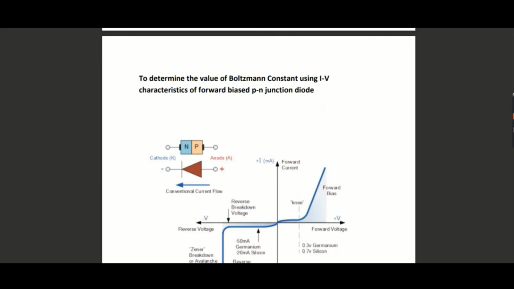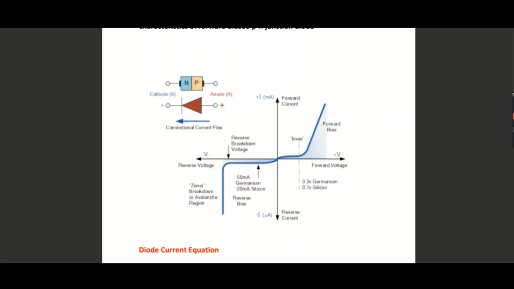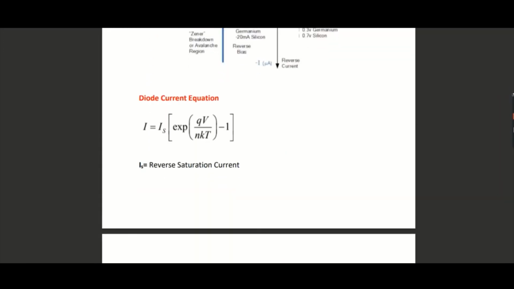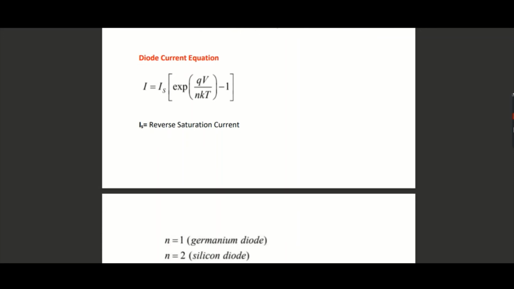For determining the value of the Boltzmann constant using the IV characteristic of a forward bias PN junction diode, we need to study the forward current of a PN junction as well as the reverse current. The characteristics of a PN junction in reverse bias as well as forward bias are shown in the figure. The diode current equation is given as I equals Is times exponential of qV upon nkT minus 1, where n equals 1 for germanium diode and n equals 2 for silicon diode.